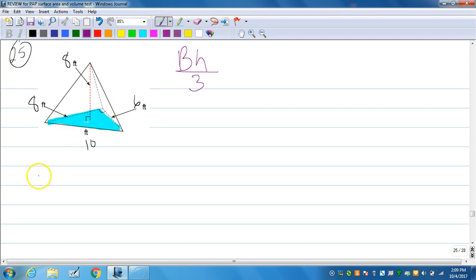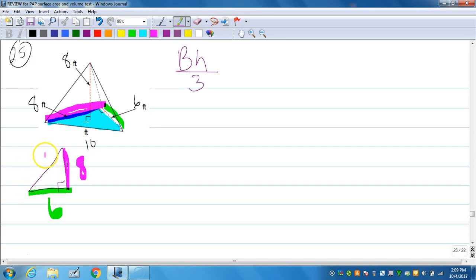The base is a triangle. If you stand up this triangle, it should look like this, where this is the bottom. This is the bottom, right there. So this is 6. Here is the height, right here, so this is 8. And then this other one would be 10, but we don't need it. We're not looking for the perimeter, we don't worry about it.